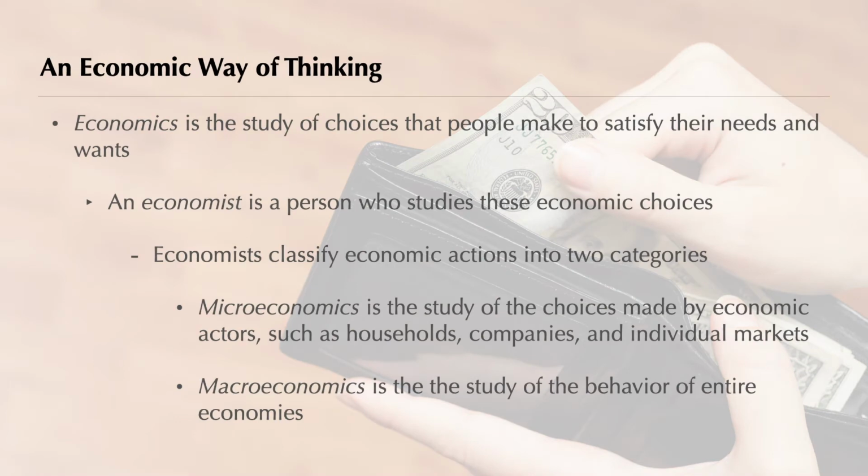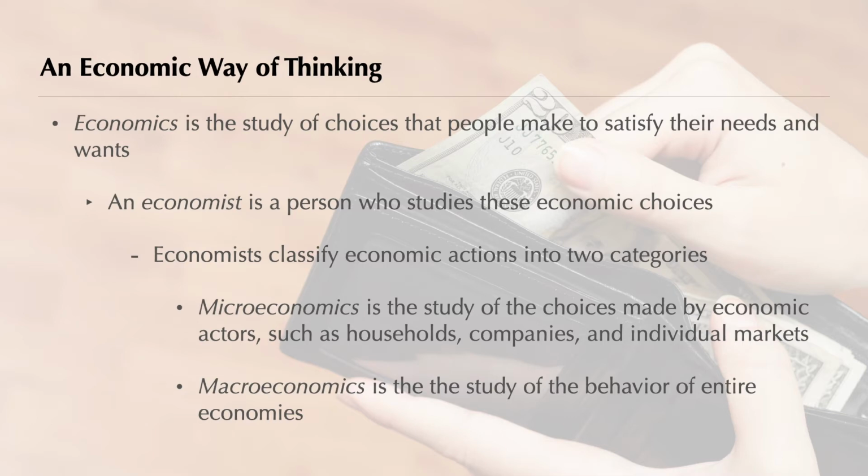How do you decide what food to eat, what clothes to wear, and what movies to see? The study of the choices that people make to satisfy their needs and wants is called economics. A person who studies these economic choices is called an economist.